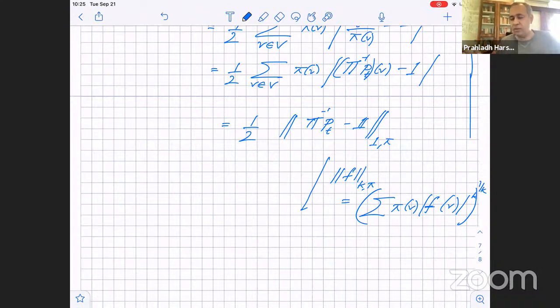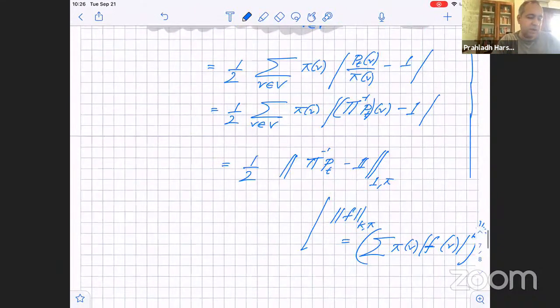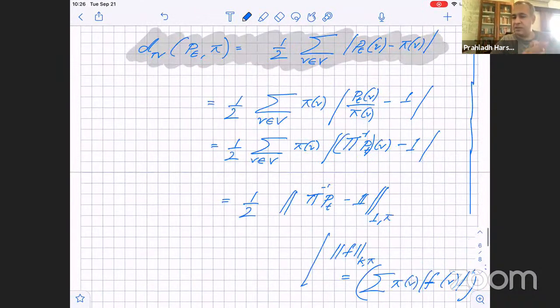The only reason I'm doing this is that things are nicer to work with pi norms when I'm talking about the random walk with respect to M rather than the total variation distance, which is just a summation. I'm just rewriting it in a form which is more convenient to work with because I'm working with the random walk matrix M.